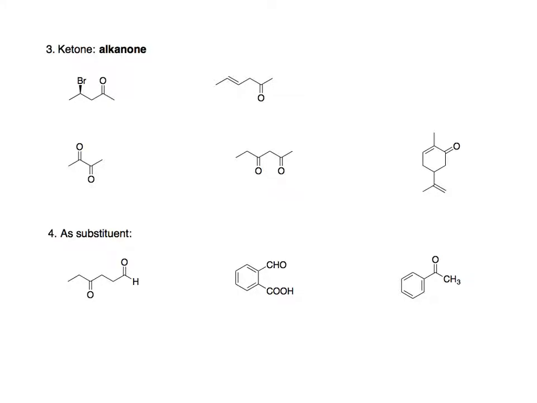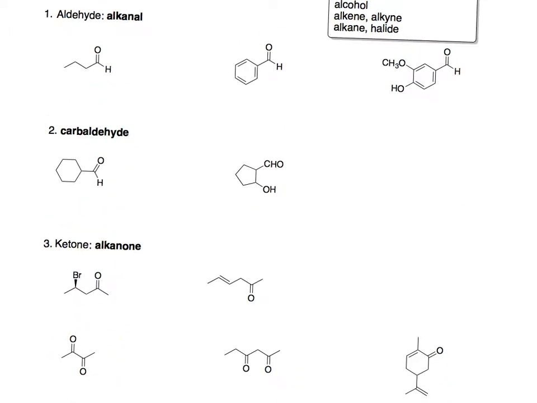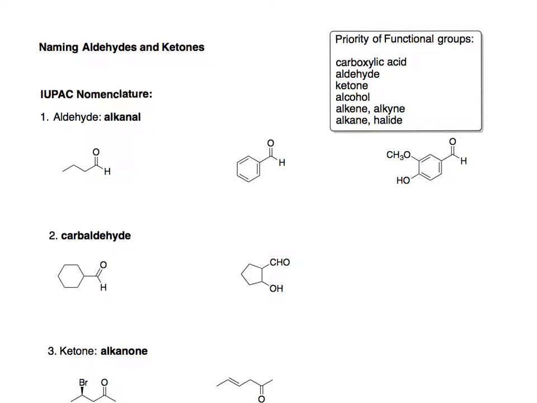A ketone is typically named as alkanone. In many of these molecules here, you see multiple functional groups in the molecule. Under those circumstances, we need to identify which functional group is of higher priority. On the right top corner of this handout, there is a list of functional groups and their priorities.